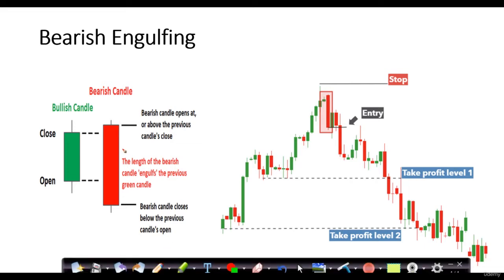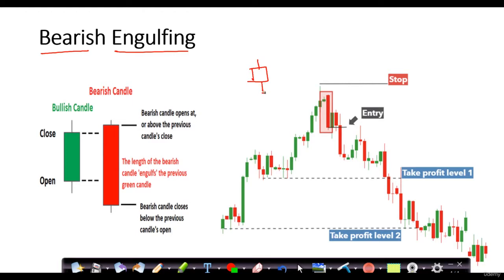In this video, we are going to discuss the bearish engulfing. In the last video, we already discussed the bullish engulfing. Bearish engulfing is exactly opposite to bullish engulfing. In bullish engulfing, the inside candle is the red candle.